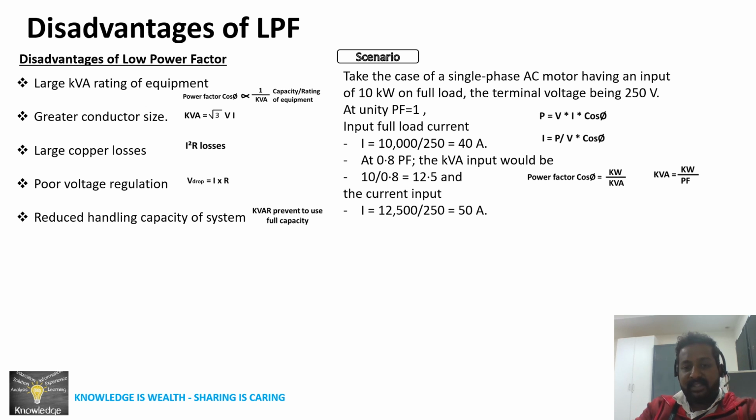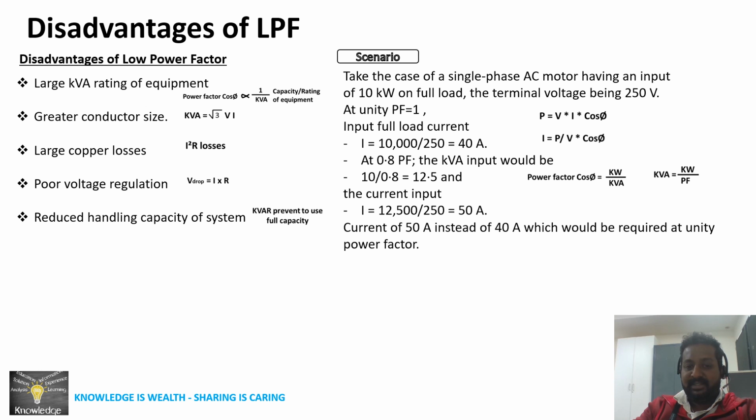So obviously, if the power factor is low, the required current at full load becomes 50 amperes, instead of 40 amperes. So obviously the conductor size will increase, and copper losses will increase. Okay, so this is the scenario. These are the disadvantages if you are operating at low power factor.